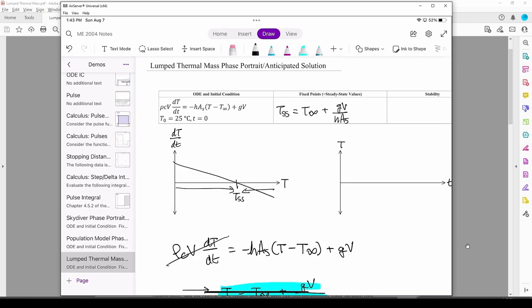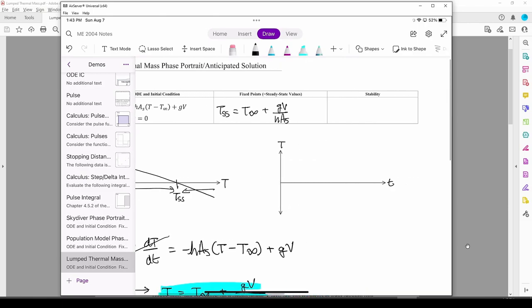Now we can draw the anticipated solution. The initial temperature is some positive number, so we start from there and trend towards the steady state temperature. Let's assume the initial temperature is higher than the ambient temperature. If this is the case, the mass will eventually cool down. We should expect to get this type of curve when we solve the ODE numerically in the next video.